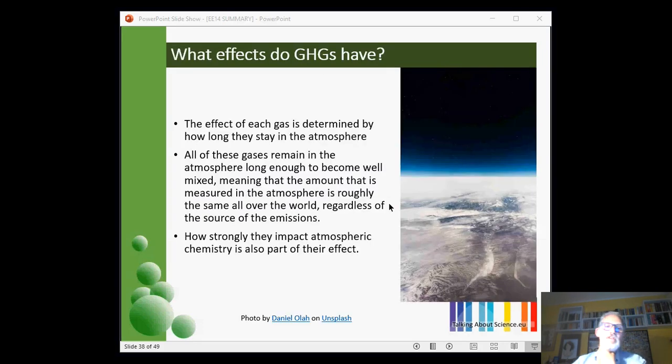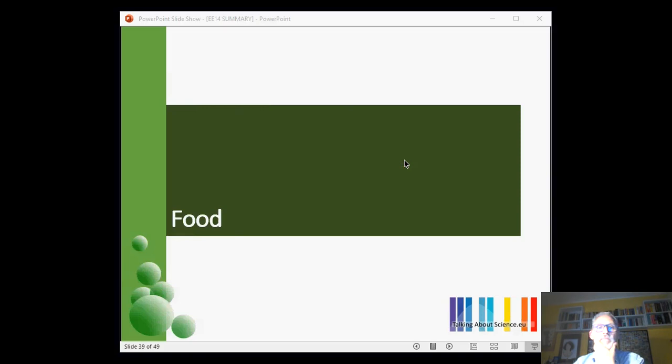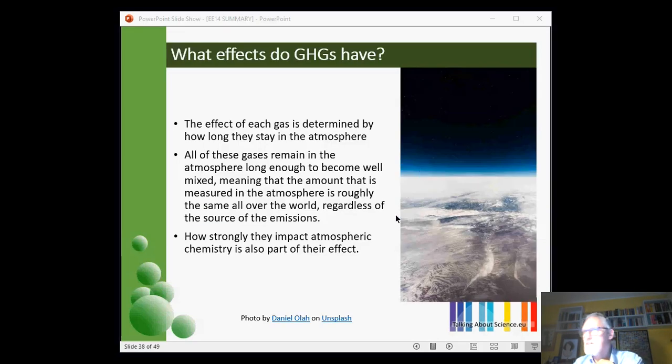Okay, so we talked about different parts of the atmosphere where the greenhouse gases are, and how, in any case, it doesn't matter where these things are produced. Gases are spread around the atmosphere quite evenly.